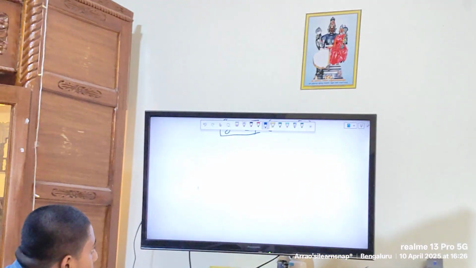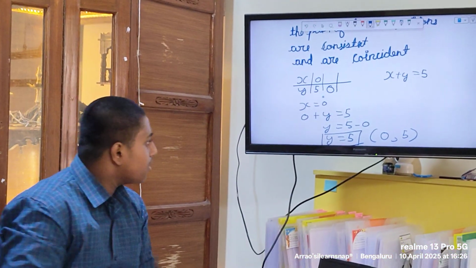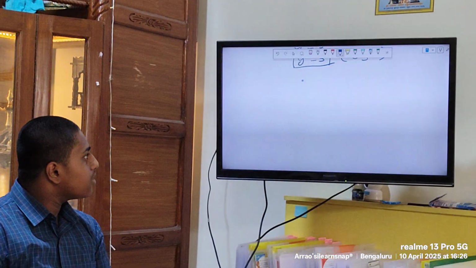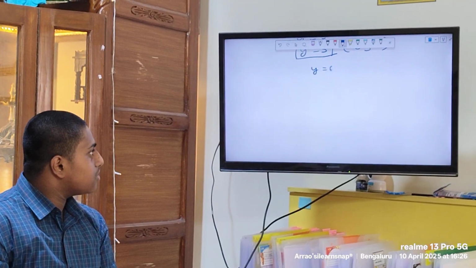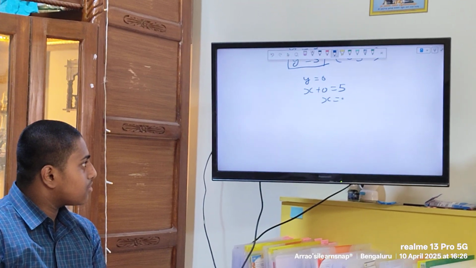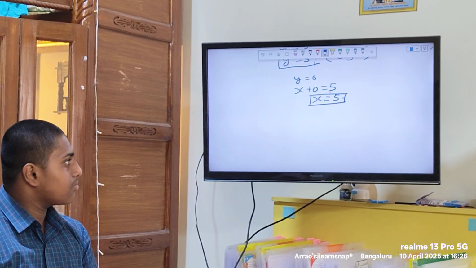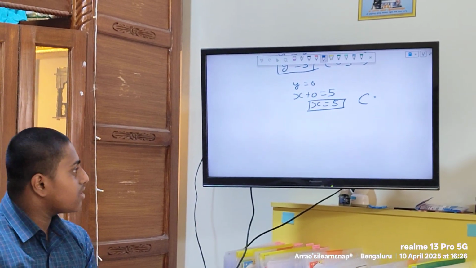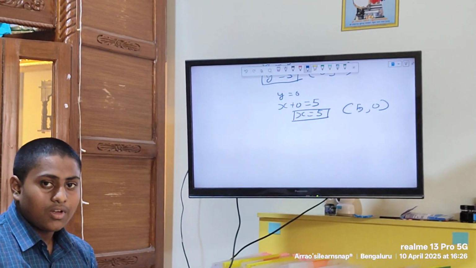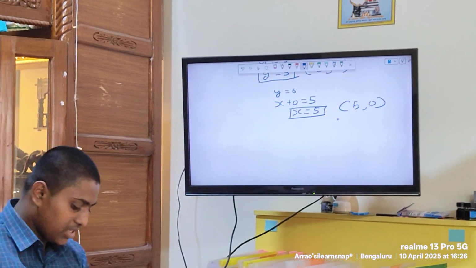Now I'll take y as 0. So here y is equal to 0, x plus 0 is equal to 5. You don't have to transpose the 0 to the other side; you can directly write x is equal to 5. Now we got the other coordinate, 5 comma 0. First the x coordinate and then the y coordinate. We got both coordinates. That is enough. Now second subdivision.